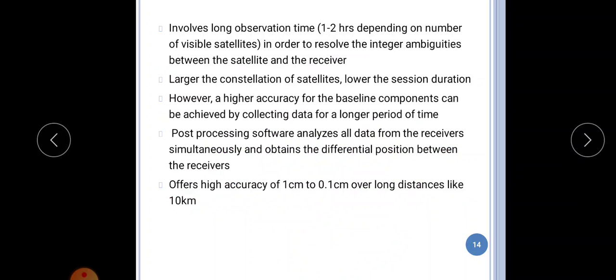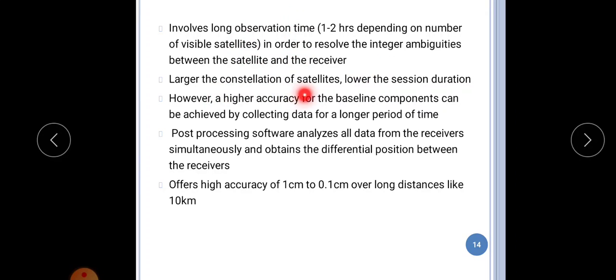That is, in the static method the observation time is very high, like 1 to 2 hours, depending upon the number of visible satellites. If the visible satellites are fewer, the duration also increases. Usually it varies from 1 to 2 hours in order to resolve the integer ambiguities between the satellite and the receiver. That is, in order to receive the data from the satellite to the receiver, the duration of time is very high, that is 1 to 2 hours.